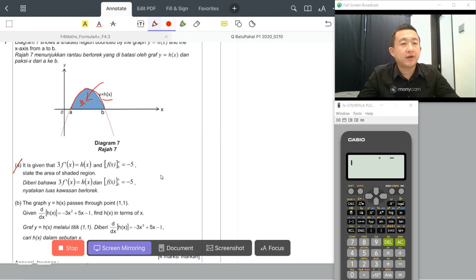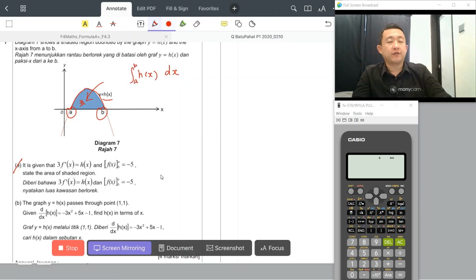So to find the area under the graph, which concept are we using? Right, we are using integration. To find the area of the shaded regions, we need to integrate hx along the x-axis, so dx. From which limits? From A to B. So we are looking for this one. This is the area of the shaded regions.